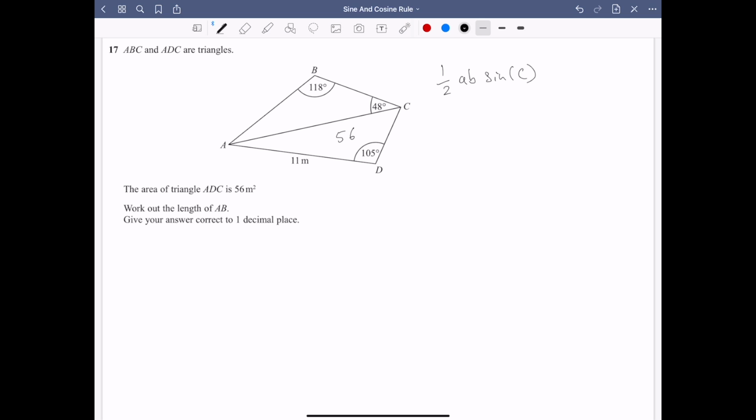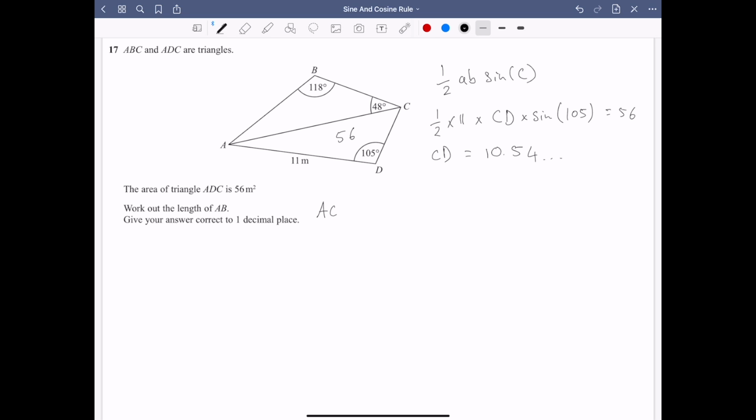So in this case what we have is a half times 11 times CD times sine of 105, and we know that that's equal to 56. So we can rearrange this to find the length of CD, and if you put that into a calculator, what you should find is that CD is equal to roughly 10.54. So we have the length of this side, we've got the length of this side, and we've got this angle. So we can work out the length of AC using the cosine rule.